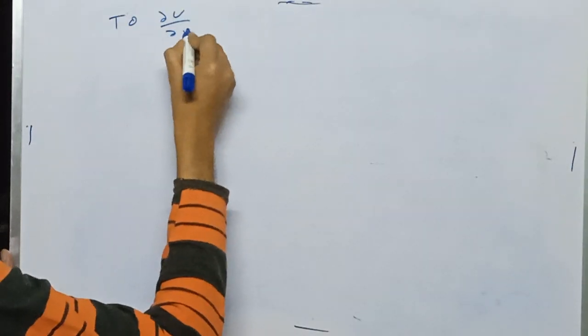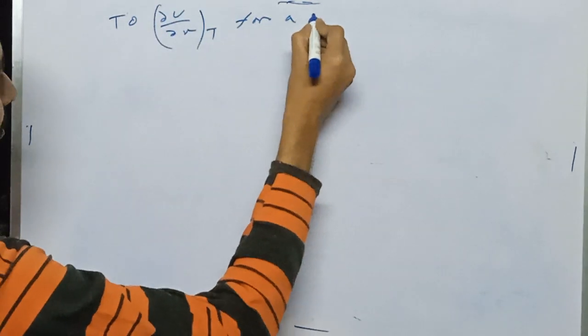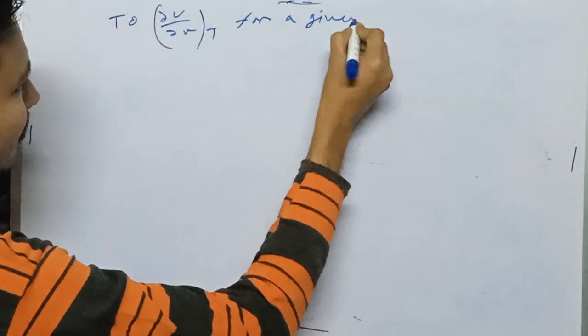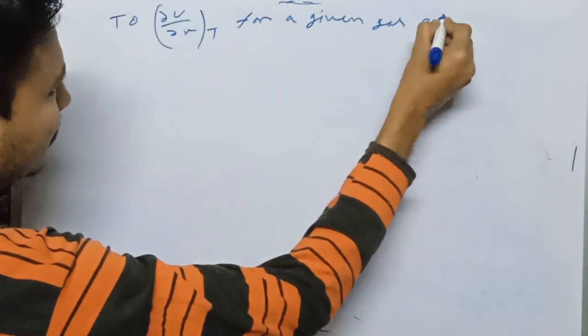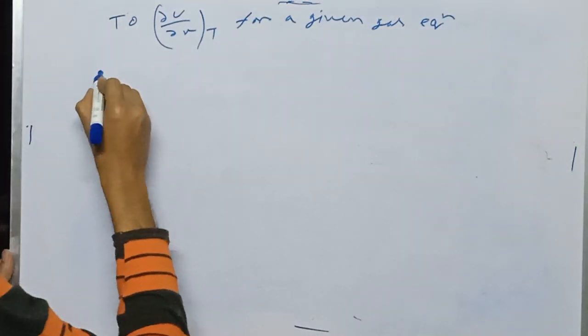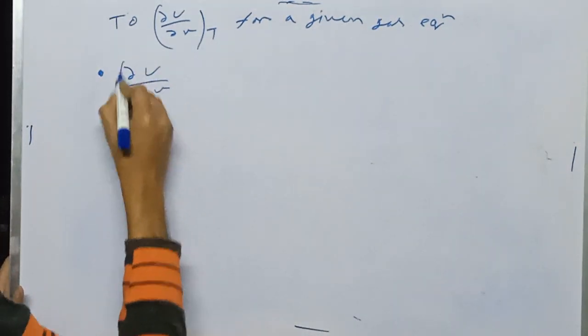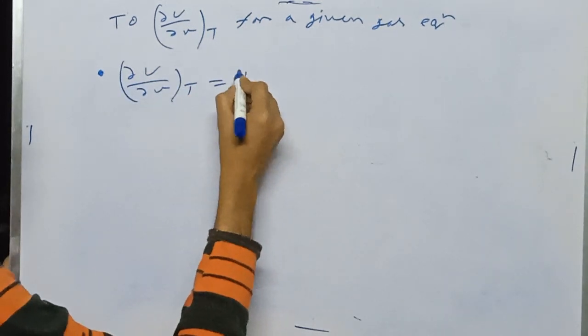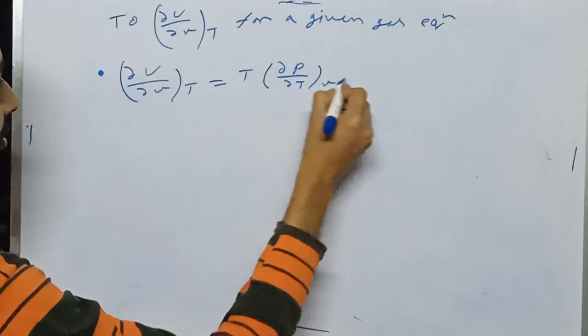I just summarize these points as to obtain ∂U/∂V at constant T for a given gas equation. First use ∂U/∂V at constant T is equal to T(∂P/∂T at constant V) minus P.